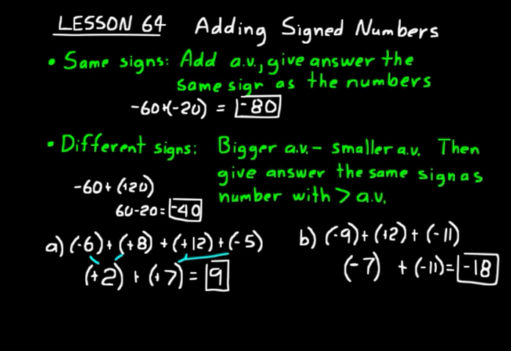Make sure you memorize those rules for adding signed numbers. When you have same signs, you add the absolute values together, give the answer the same sign as the original numbers. Adding numbers with different signs together, you do bigger absolute value minus smaller absolute value, then you give the answer the same sign as the number with the greater absolute value.